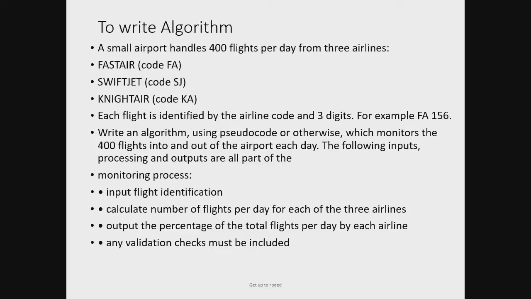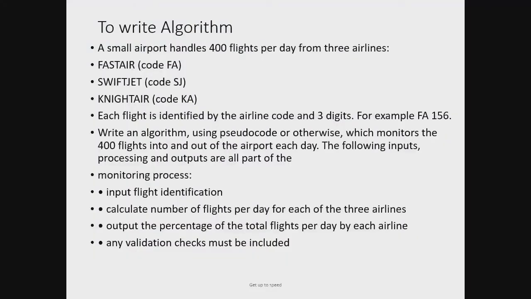So here is the situation. It's an airport. In a day, 400 flights come, either landing or departing. 400 per day. And there are 3 airlines: Fast Air, SwissJet, and Night Air. This is how programming starts. The 3 airlines have different codes. I love programming, my God. For Fast Air, the code is FA. The second jet is SJ. Another aircraft has a code KA.